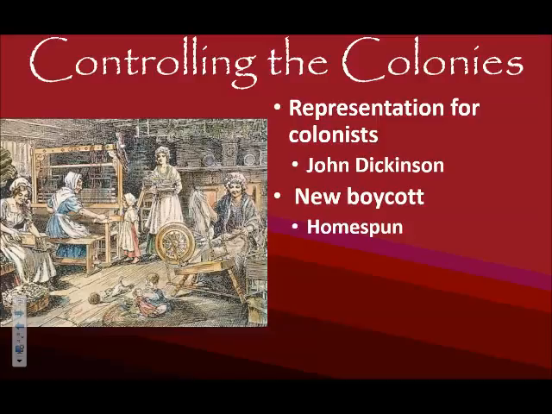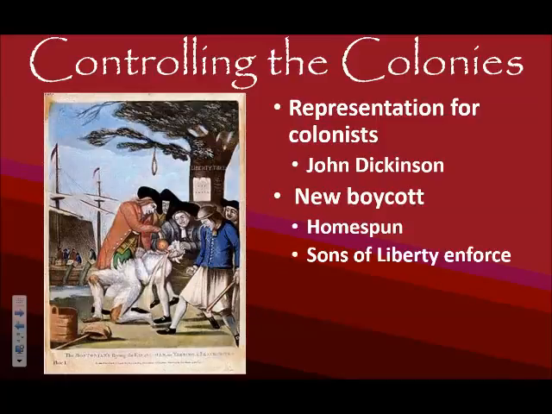For business owners that did not want to partake in the boycott, the Sons of Liberty would often enforce it. So they would harass, sometimes they would tar and feather businessmen who did not want to go along with the boycott. In this sense, the Sons of Liberty are getting a bit more violent, becoming a bit more mob-ish in organization.